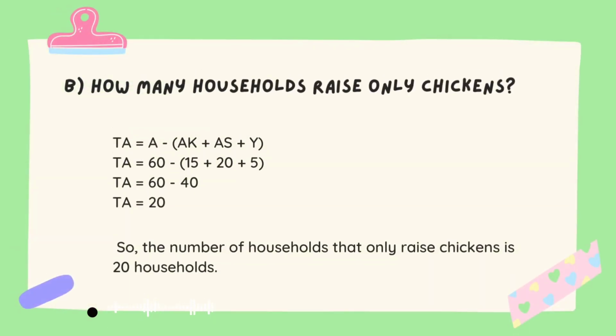The next question, how many households raise only chickens? From the previous discussion, we have used an example for the solution. If we assume that households that only raise chickens are TA, then TA equals A minus (AK plus AS plus Y) equals 16 minus (15 plus 20 plus 5) equals 16 minus 14. So the number of households that only raise chickens is 20 households.